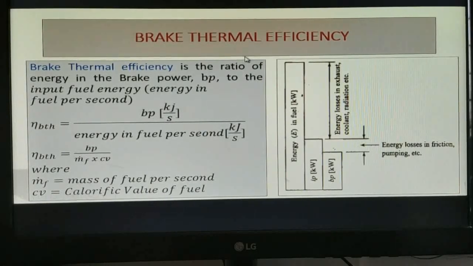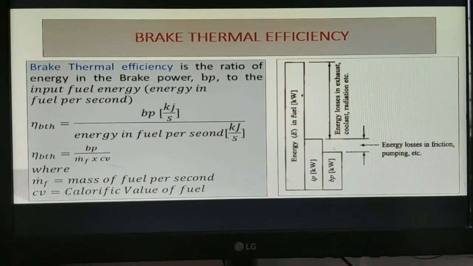Next we'll see the brake thermal efficiency. In the indicated thermal efficiency we compared the indicated power with the energy input. Now here we'll compare the brake power with the energy input. So this brake thermal efficiency will give you the percentage of input energy that is useful, that is converted into the brake power or useful power.